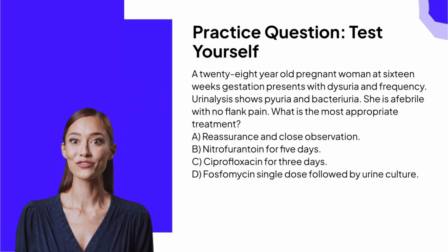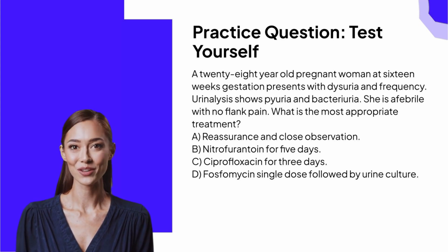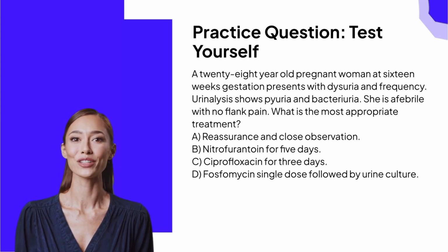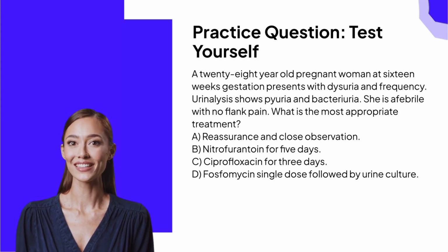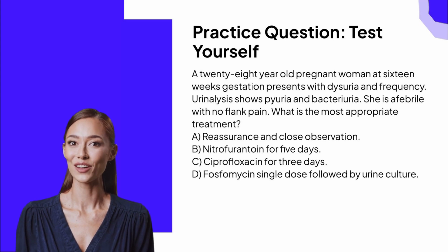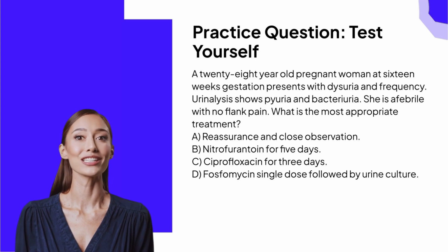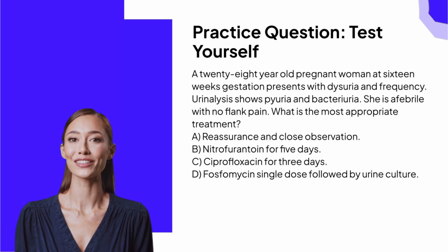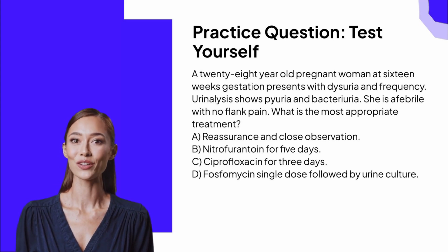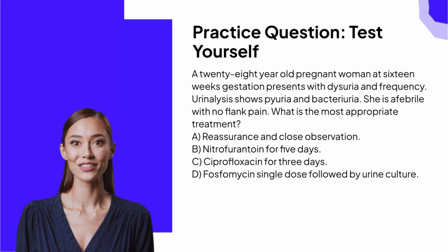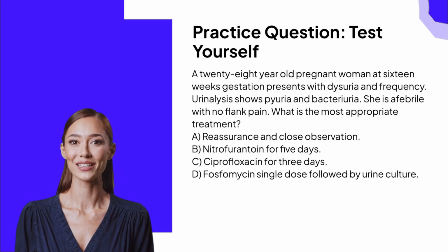Here's a practice question for you to work through on your own. Key details: 28-year-old pregnant woman at 16 weeks gestation, dysuria and frequency. UA shows pyuria and bacteriuria, afebrile with no flank pain. This tests whether you recognize pregnancy as a complicating factor and know the treatment considerations for UTI in pregnancy. Think through your answer. Consider, is this upper or lower tract? Is this complicated or uncomplicated?